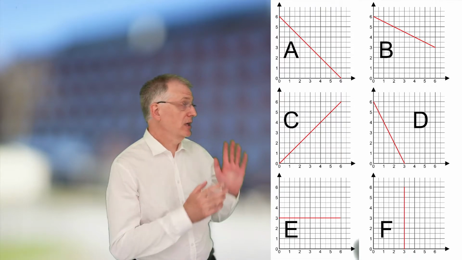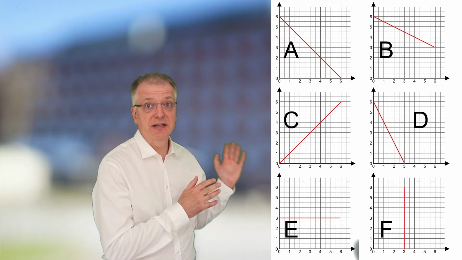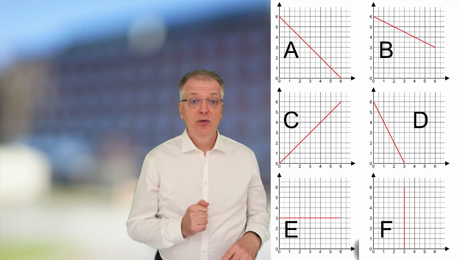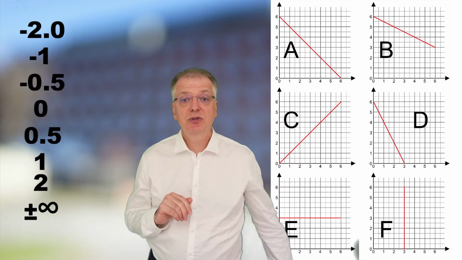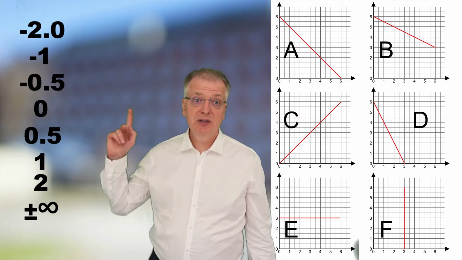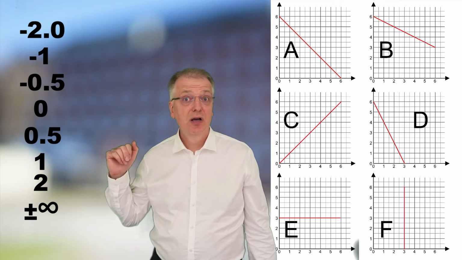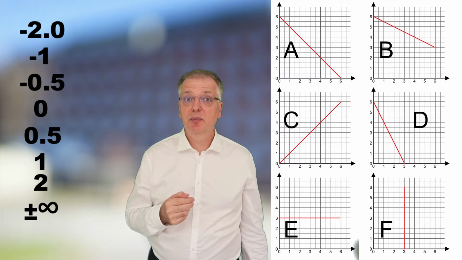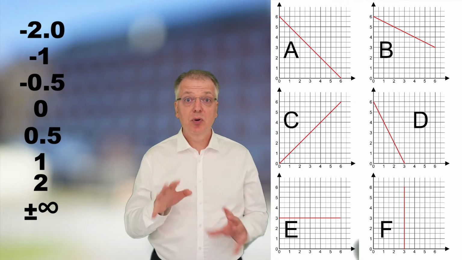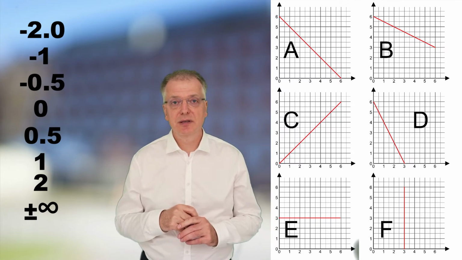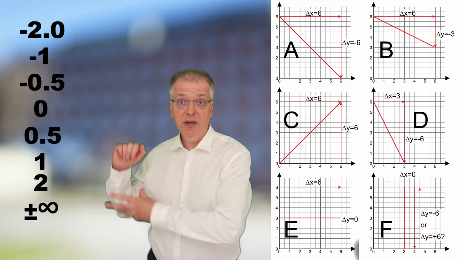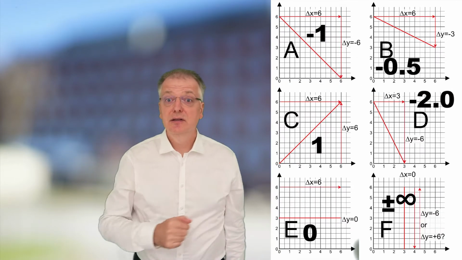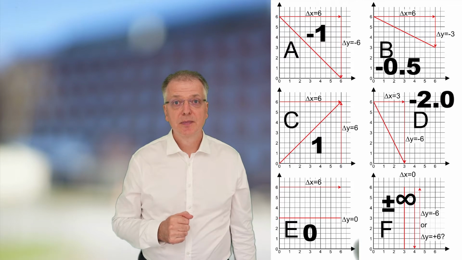But to warm up, try to quickly tell the slope of these 6 red lines. You have the following 8 options to choose from: -2, -1, -1/2, 0, 1/2, 1, 2, and undefined. Undefined being plus or minus infinity. Pause here if you need more time to think. So here are the answers. Did you get all correct?